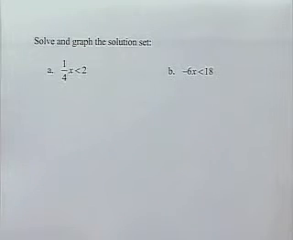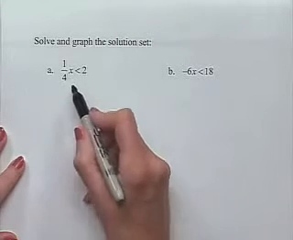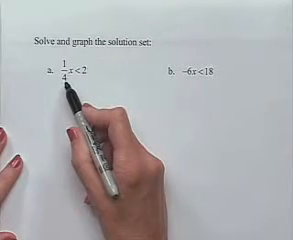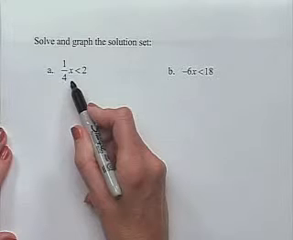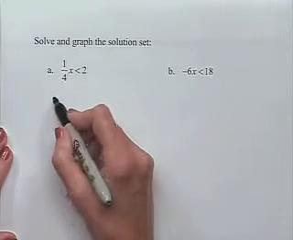Solve and graph the solution set. Part A, 1/4 x is less than 2. To solve for x in this inequality, we can see that right now we're multiplying by 1/4. To isolate the x, then, we would have to divide by 1/4. A division by 1/4 is the same as a multiplication by 4.